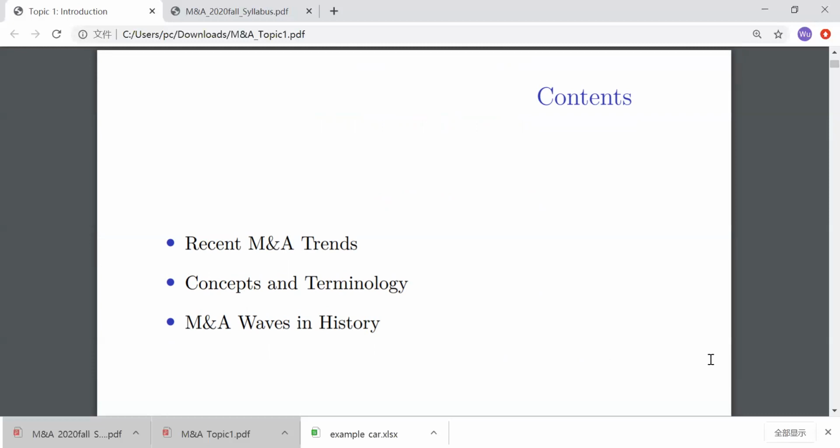Because of the coronavirus, all economic activity seems to be suspended. So there's not much trend we can talk about in 2020. But we can talk about the trends in 2019, even the trends in the past 5 years. So we're gonna focus on the volume of M&A.